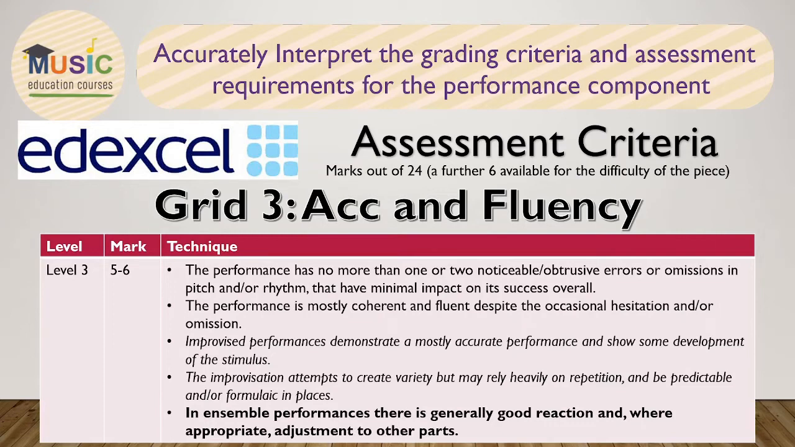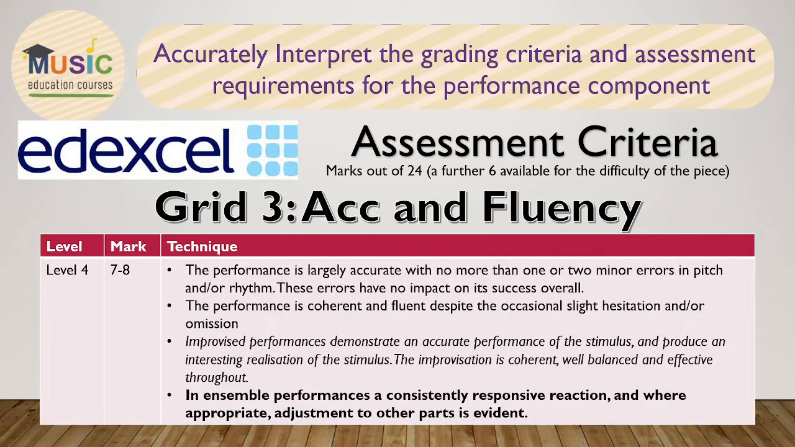Improvised performances demonstrate a mostly accurate performance and show some development of the stimulus. The improvisation attempts to create variety but may rely heavily on repetition and be predictable and or formulaic in places. In ensemble performances, there is generally good reaction and, where appropriate, adjustment to other parts.